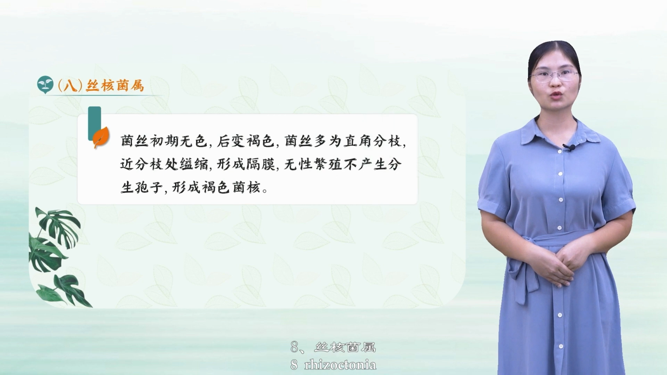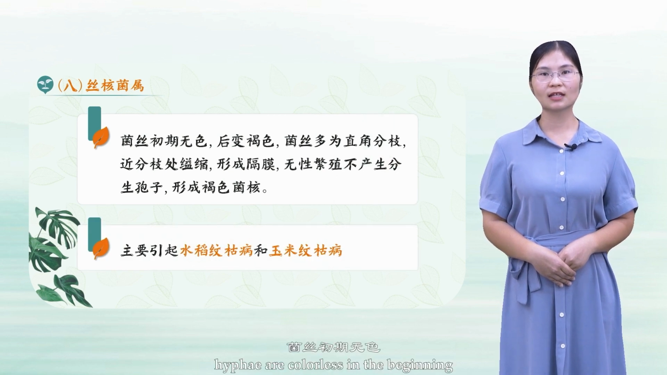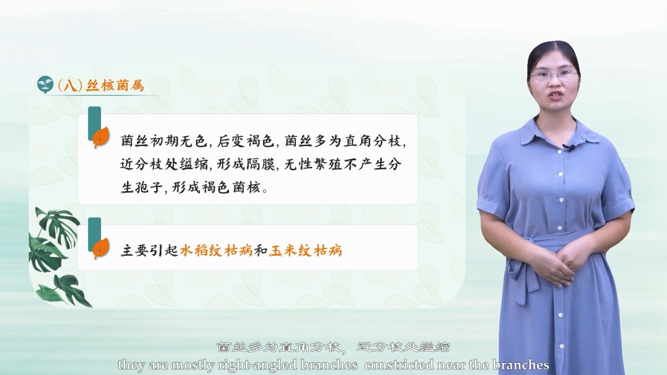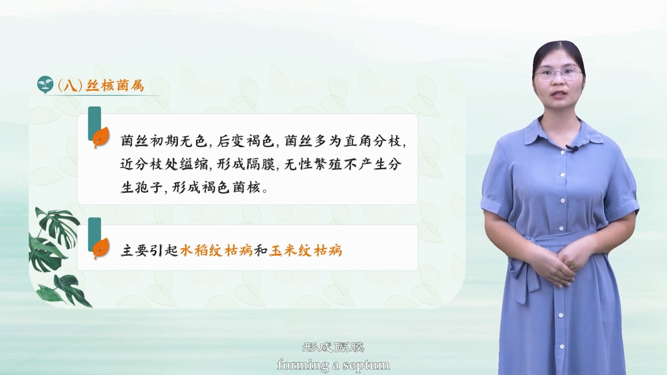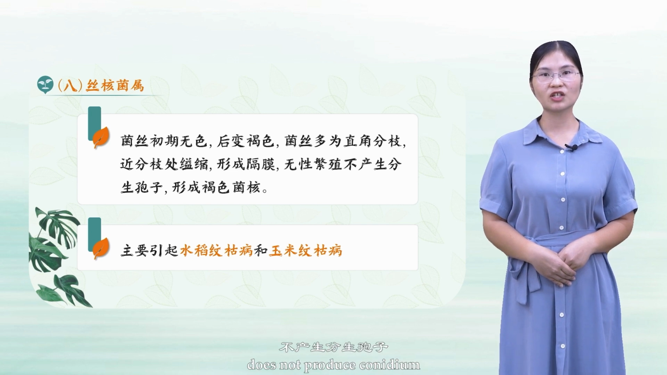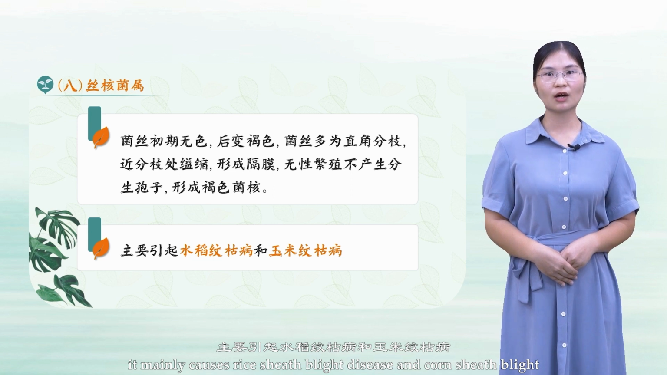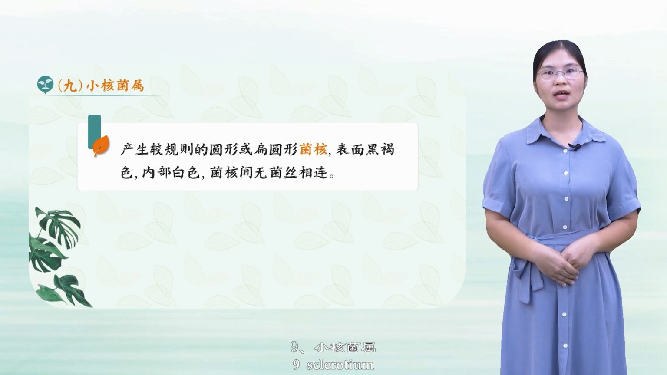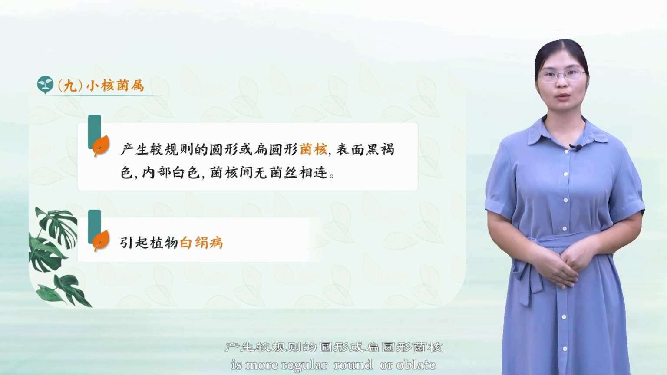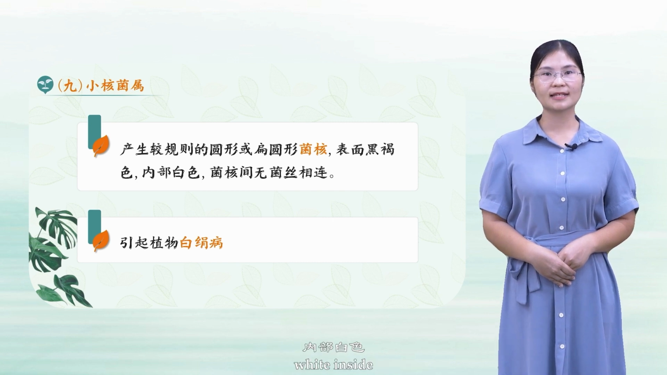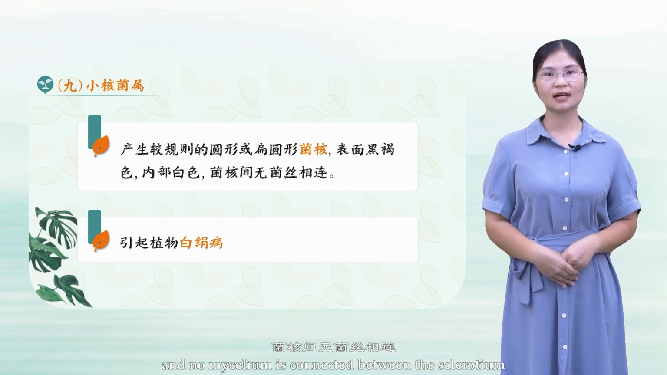8. Rhizoctonia. Hyphae are colorless in the beginning, then become brown. They are mostly right-angle branches constricted near the branches, forming a septum. Asexual reproduction does not produce conidium, forming brown sclerotium. It mainly causes rice sheath blight disease and corn sheath blight. 9. Sclerotium is more regular, round, or oblate. The surface is black-brown, white inside, and no mycelium is connected between the sclerotia. It can cause southern blight of plants.